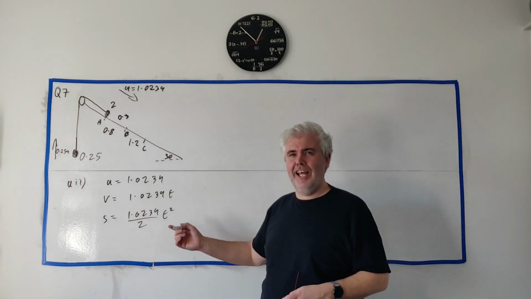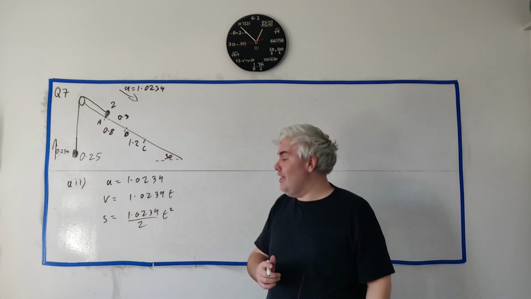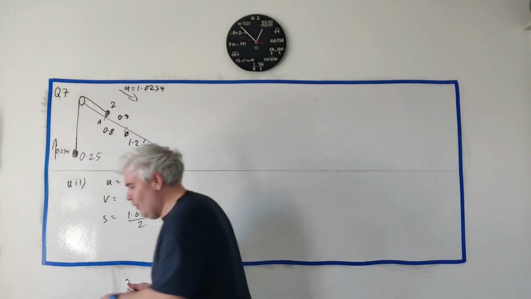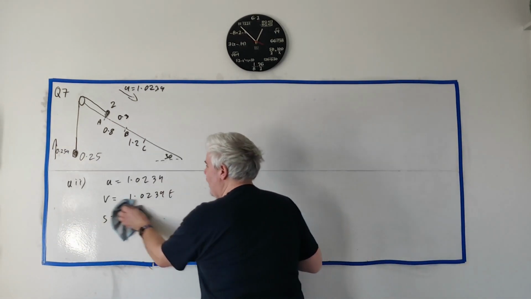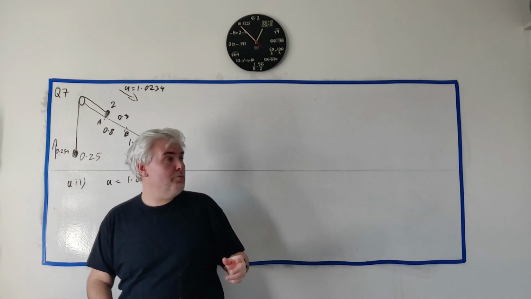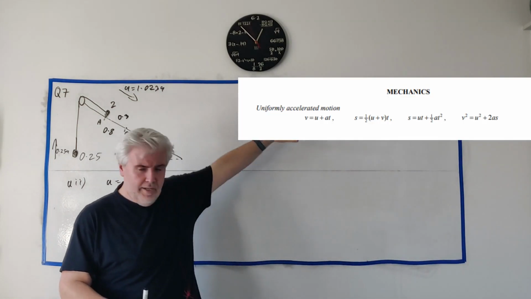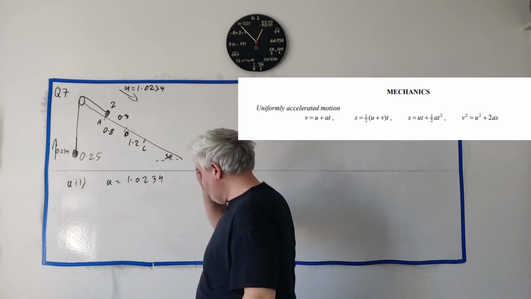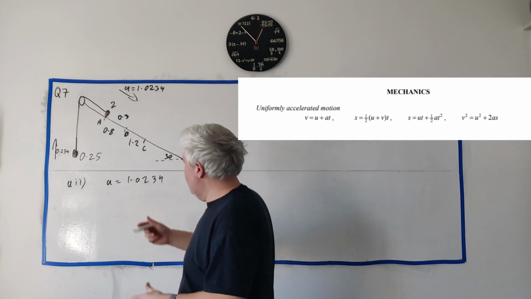As it happens, this will help this question because in part B, they do want to find T. So my way would help, but it's not the most common way students would do it. Mostly students would use the equations of motion, which I'll put up on the board there, or at least on the screen.